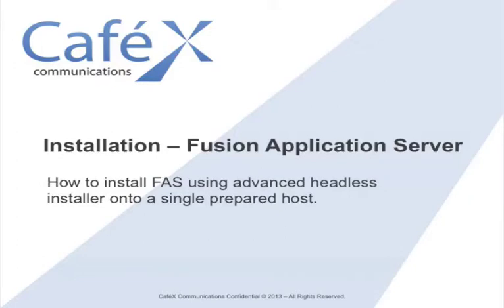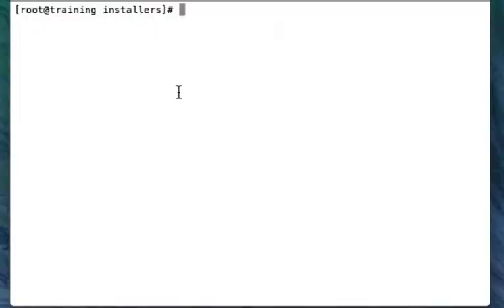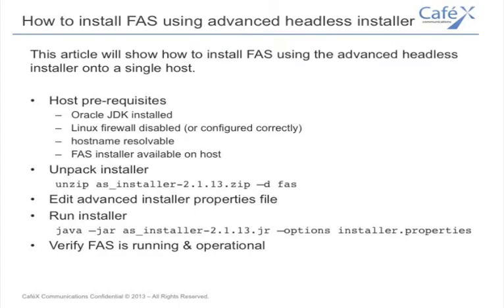Hi, in this video I'm going to run through an installation of Fusion Application Server onto a single host. I've already prepared the host and copied the installer over into the opt installers folder, as you can see here. There's the installer. There is a GUI installer which requires X Windows. I don't have that on this OS since I've installed a minimal Red Hat server install. So I'm going to run through the headless installer.